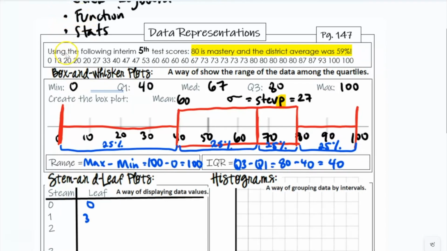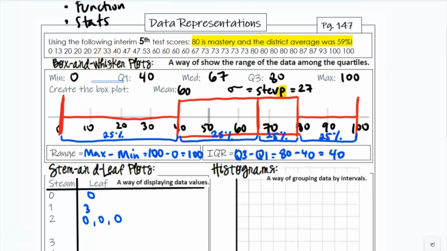So again, I got 1, 2, 3 20s. So how do I write 20? 2 and then 0. And I have 3 of them. 0, 0, 0. So again, you read this as 20, 20, 20. It's just a shorter hand of writing all of these. Then I have a 27, so it goes still under the 2s, the 27. And that's what you're doing for your whole data set. So as I do mine, go ahead and do yours. If you've understood it, you can fast forward this part.